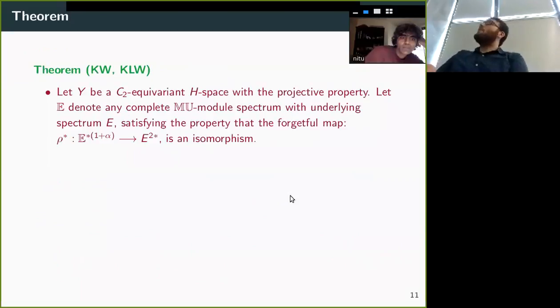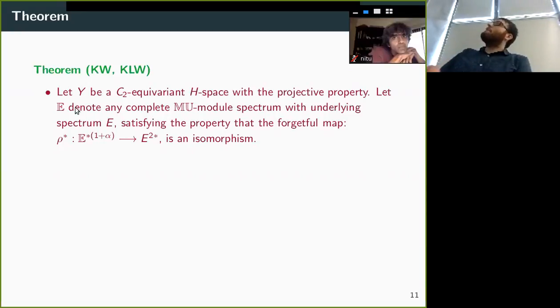Okay, so this theorem is stated in my paper with Nitu Kitchloo and Steve Wilson, but really, the proof of this theorem, and something very close to it, shows up in older papers of Nitu Kitchloo and Steve Wilson. So I think this is properly attributed to them. Let Y be a C2-equivariant H-space with the projective property, as on the previous slide, so any of the examples we had before.